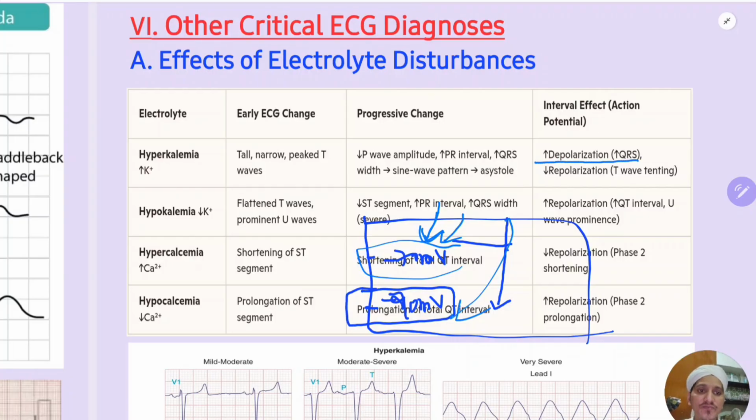Increased depolarization means increased duration of depolarization, and repolarization decreased means decreased duration of repolarization. So because of that, you will get these changes. Okay, understood the concept? This is the concept behind hyperkalemic changes. Now, what will happen then?